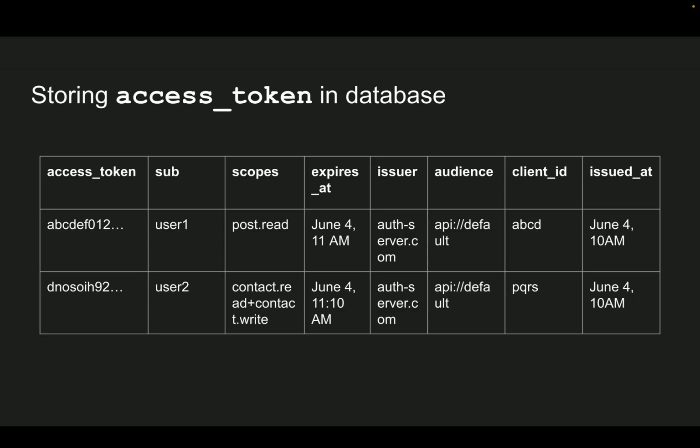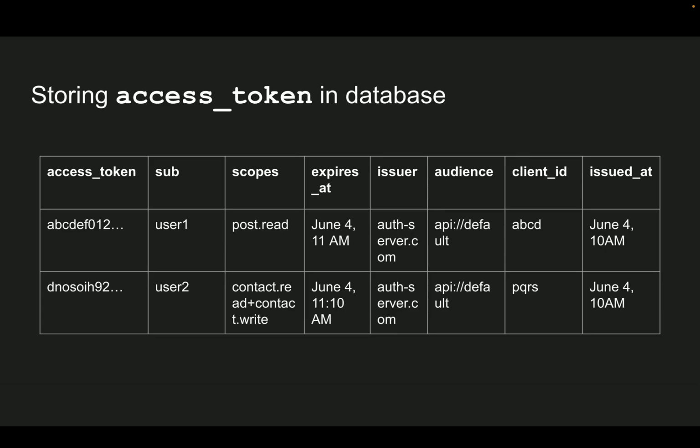So let's see what happens when we store the access token in the database. In that case, you can assume that we have a table where we are storing access tokens. The first column is access token, which can be a random string. Then subject. Subject means the username or user ID of the user, so let's say user one. Then scopes. Here we can include the space separated scopes which are given to this access token.